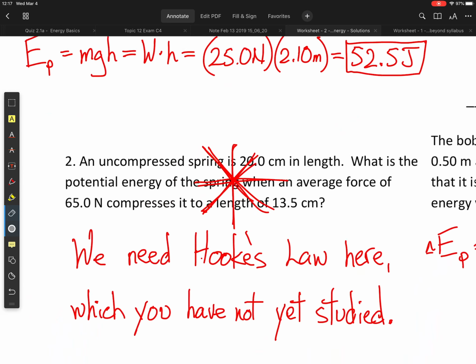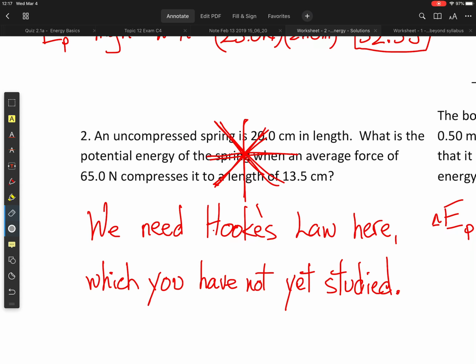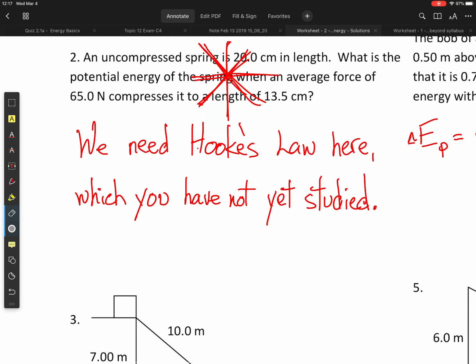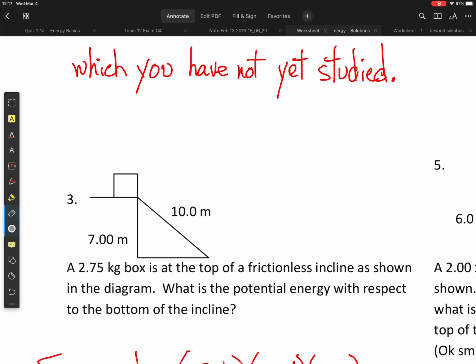For the second one, we would need Hooke's law to solve this problem, and you guys have not studied Hooke's law, so we're going to skip number 2 here and move on to number 3.